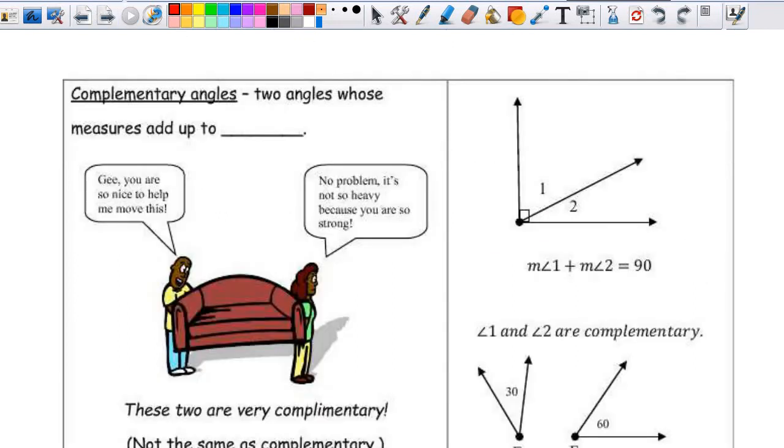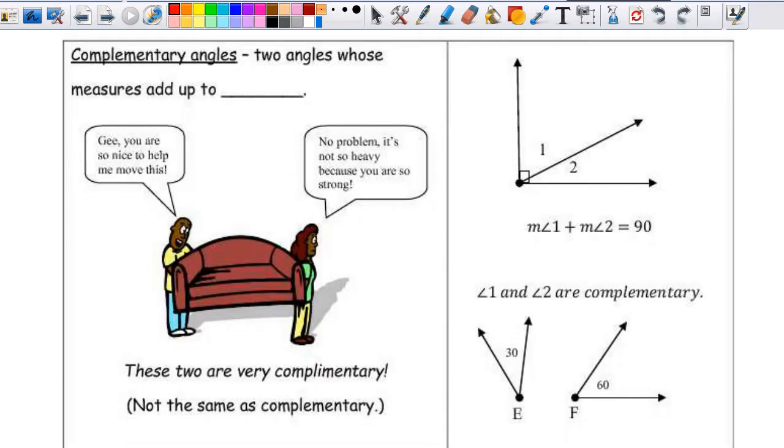Next up, we have complementary angles. And I don't mean angles that are being nice to each other. What I'm saying for that is it's two angles whose measure adds up to 90 degrees, all right? So if you look over here to the right, you'll notice this little box right here. That box tells us it's a right angle. When we have that right angle, we know that angle 1 and angle 2 would add up to 90.